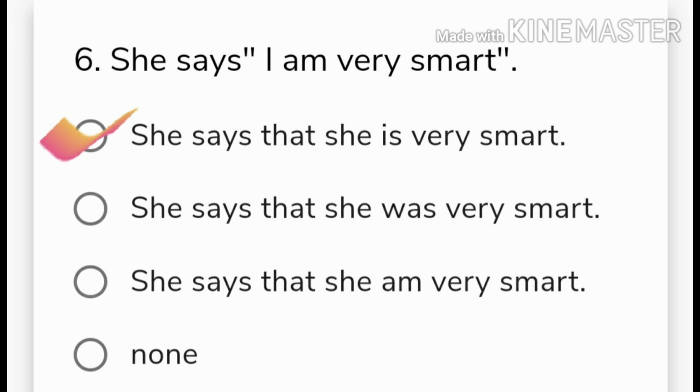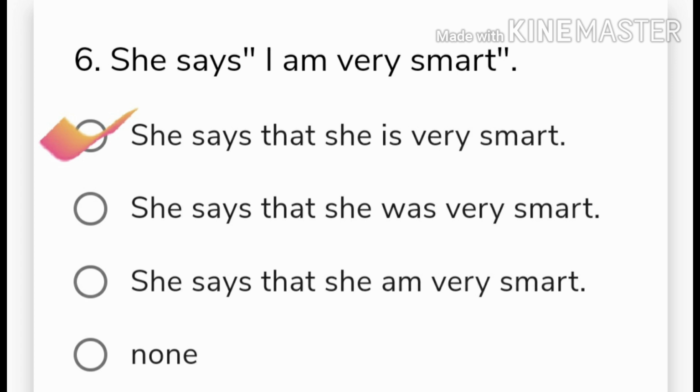Next question, she says, I am very smart. So this is direct speech. We have to change it into indirect speech. Here we have some rules. She says is the reporting verb and I am very smart is the reported speech. If the reporting verb is in present tense or future tense, we will not change the tense of the reported speech. I am very smart is the reported speech. We will not change the tense.